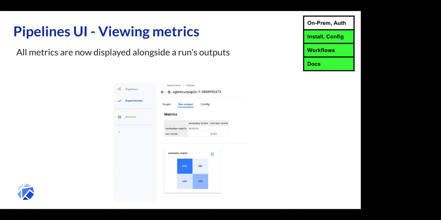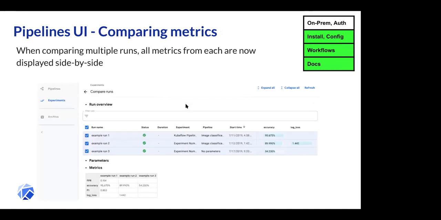And this screenshot shows you the metric UI alongside the run output tab. So you'll see these metrics are now being displayed in this tab. And next, please. So this one is relevant to the previous UI, but this allows you to compare the metrics across multiple runs. So it makes the visualization a lot easier for you to do the side-by-side comparison. Next, please.